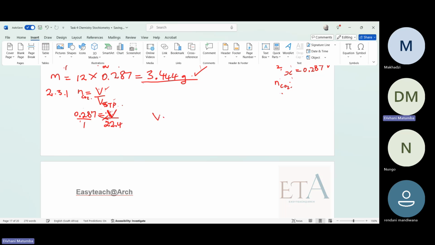Okay, so from here we will cross multiply. 1 times V will give us V, and 0.287 times 22.4 will give us, Makazi, use your calculator. Let's see what we're going to get. It gave me 6.4288. Okay, 6.429. And what are the units, Makazi? Isn't it dm cubed? Yes, it is dm cubed. Okay, that's perfect. Those are the units, dm cubed.